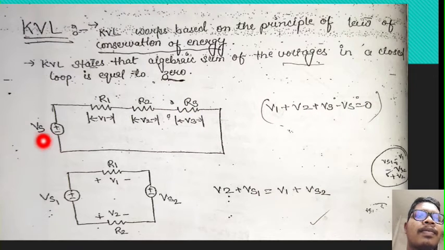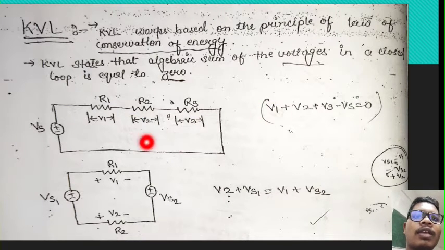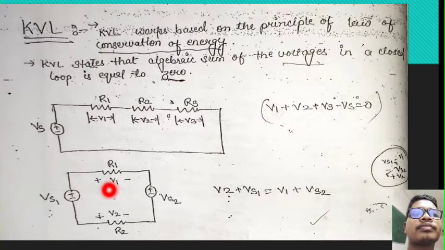So Vs here goes minus to plus, and here plus to minus, then plus to minus, here plus to minus sign. The Vs has the opposite sign to the others, so they are added: V1 plus V2 plus V3 minus Vs is equal to 0. Okay, that is clear to you.